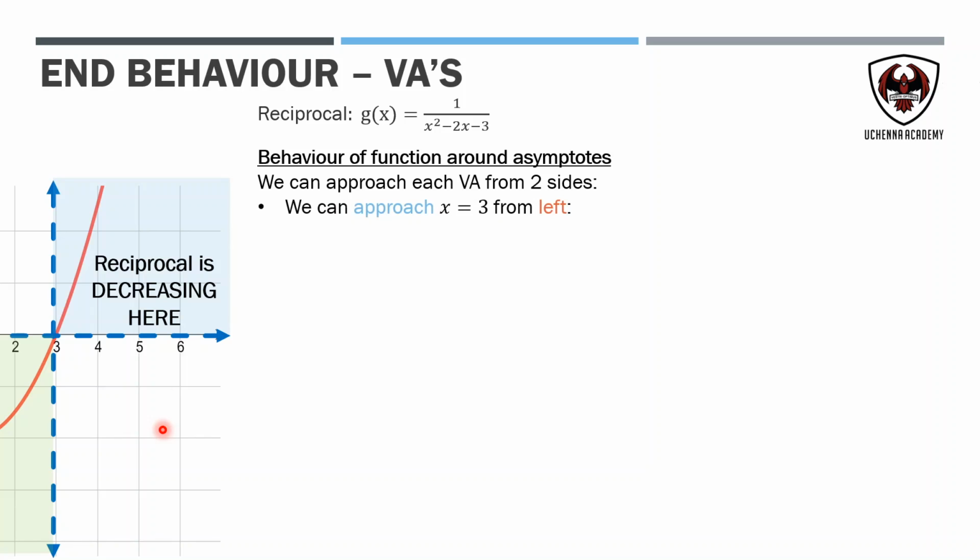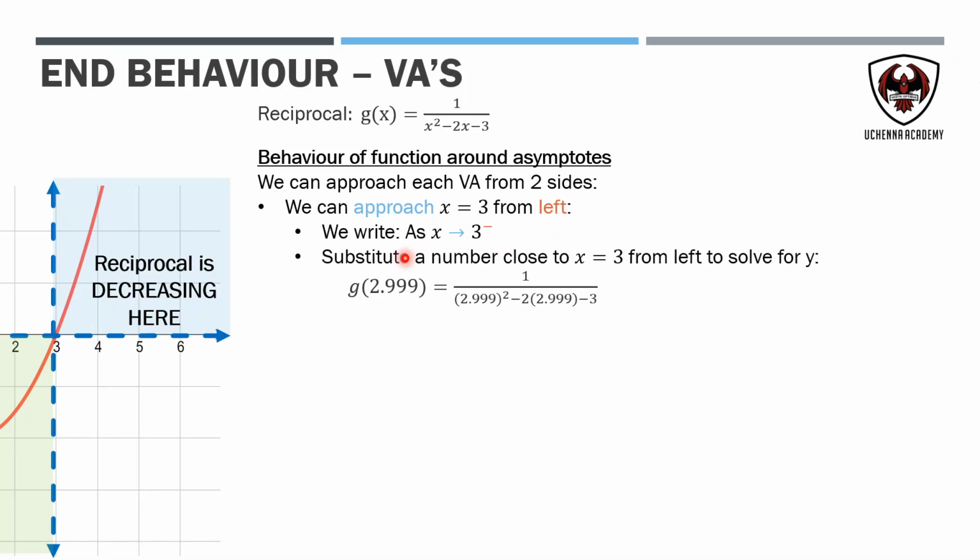I'm going to approach x is equal to 3 from the left. So I'll pick a number really close to 3 from the left side. That number to me is 2.999. I want you to pick a number that's really close. So 2.99 works. 2.999 is better. If I plug that number in, I'll get -250. And I'm calling that -infinity.